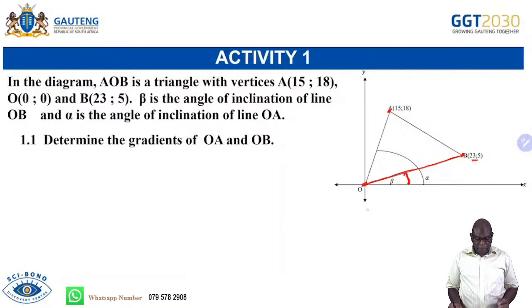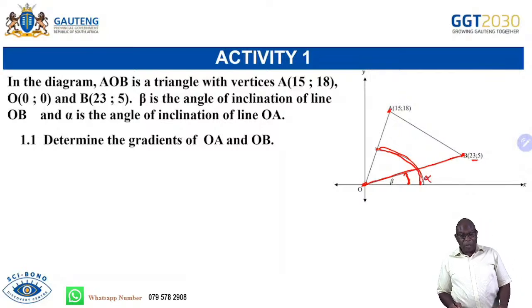Now, alpha is the angle of inclination of the line AB. So in other words, from here to there, that angle there, it's alpha. So now we need to determine the gradients of OA and the gradient of OB. Now, how do I get the gradient of OB?